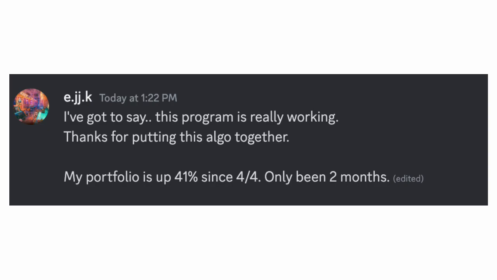All right, this one says the program is really working. Thanks for putting this algo together. My portfolio is up 41% since 4/4. It's only been 2 months. Literally 40% in 2 months.